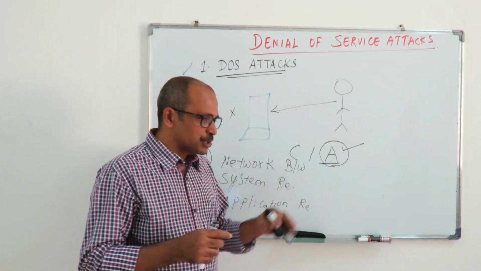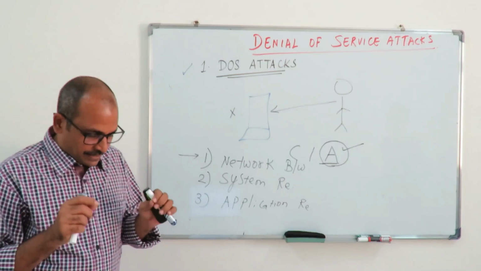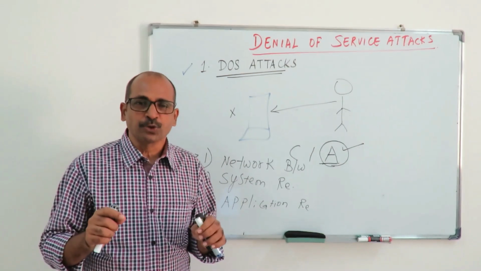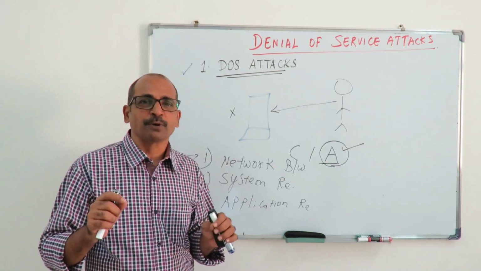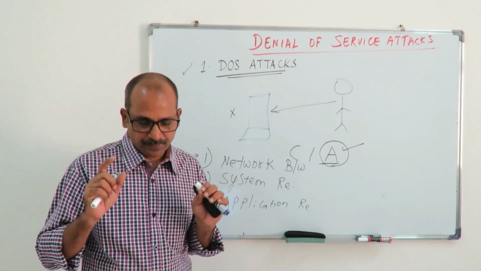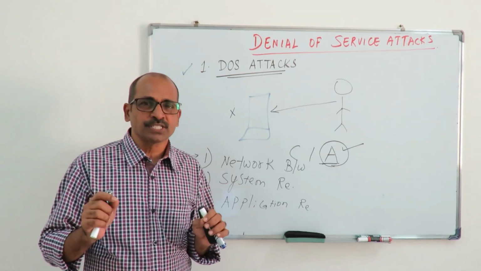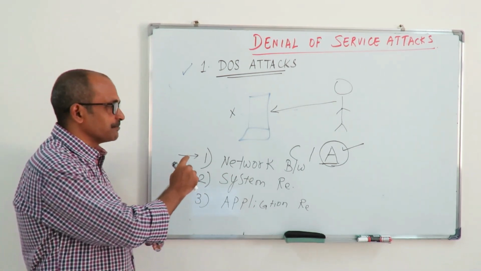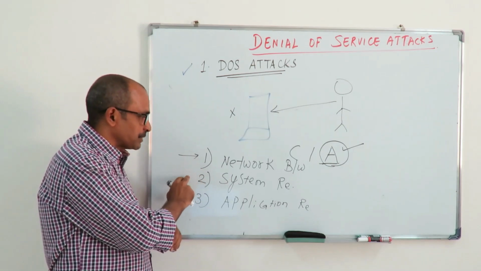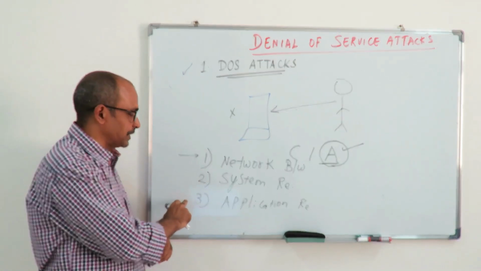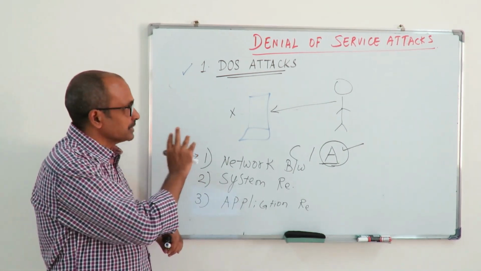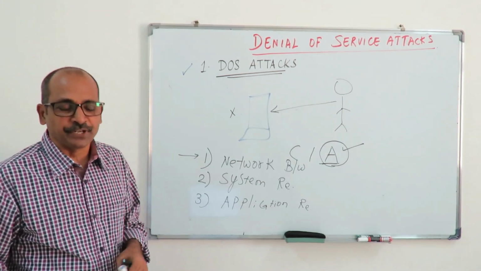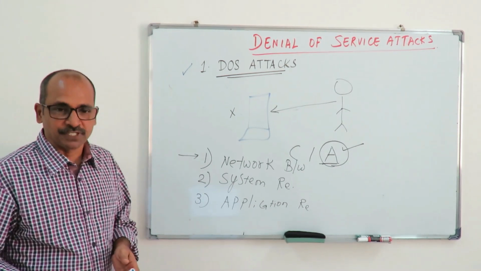So with this, what I want to conclude is that a denial of service attack is going to compromise the availability of your system. So what are the various resources it is going to affect? It is going to affect your network bandwidth, your system resources and your application resources. So this is the first one, the introduction to denial of service attack.